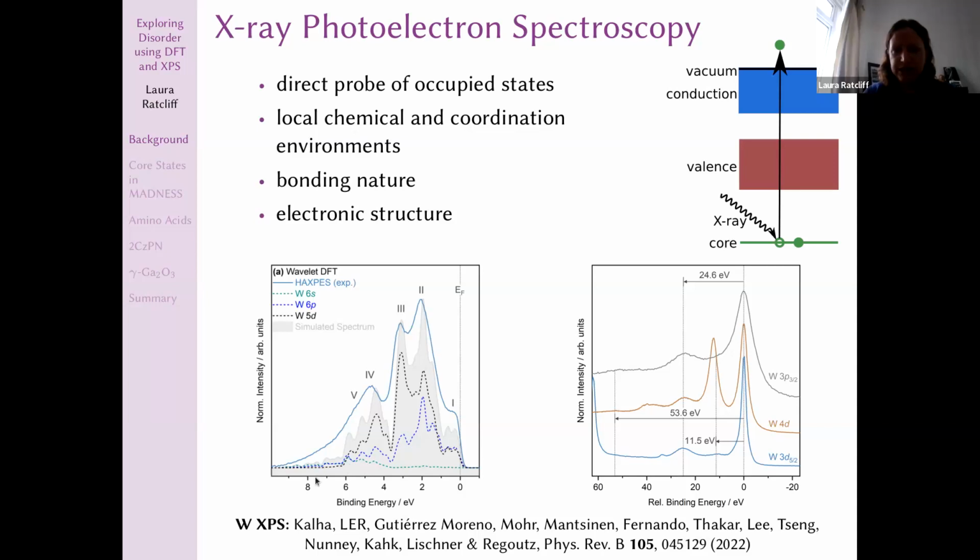In the valence case, we have a spectrum with different features that we try and interpret in some way to tell us about the electronic structure. And in the core states, we get different peaks associated with particular core orbitals.